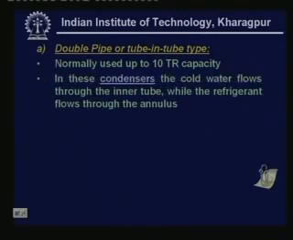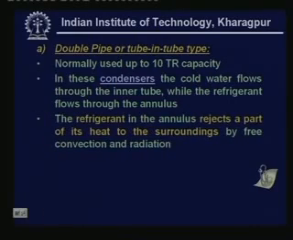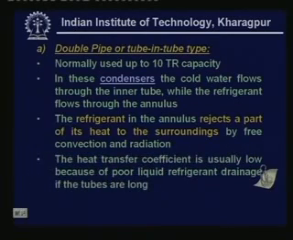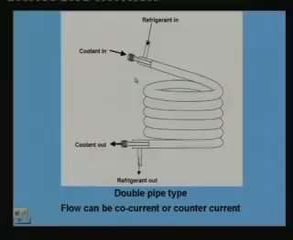In these condensers, the cold water flows through the inner tube while the refrigerant flows through the annulus. The refrigerant in the annulus rejects a part of its heat to the surroundings by free convection and radiation, and the heat transfer coefficient in these kinds of condensers is typically low because of poor liquid refrigerant drainage if the tubes are long. Now let me show a picture of this double pipe type of condenser.